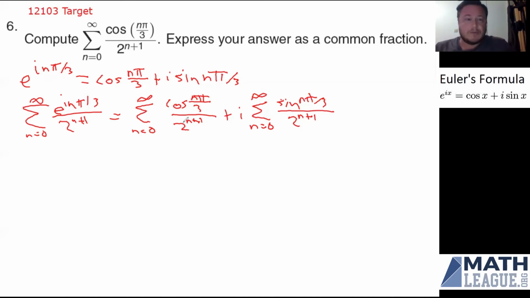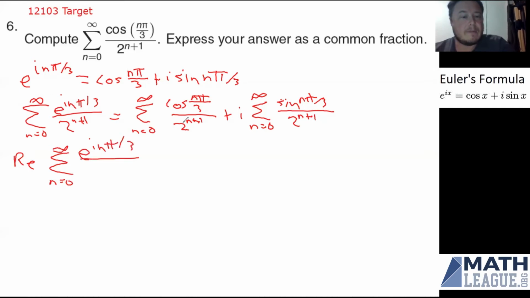So what I want to do is calculate the real part of the sum from n equals 0 to infinity of e to the i n pi over 3 divided by 2 to the n plus 1.